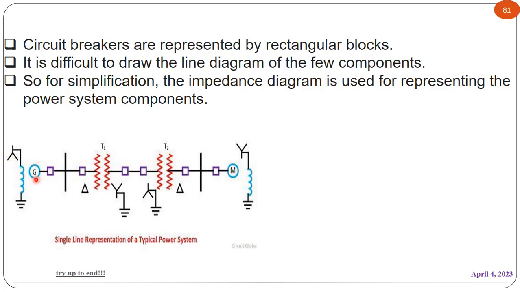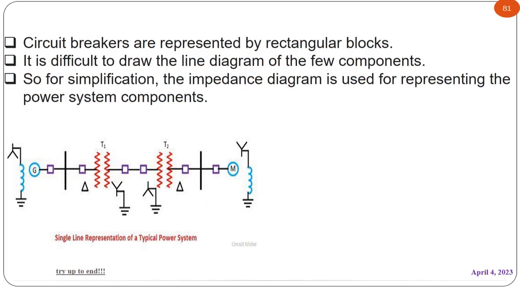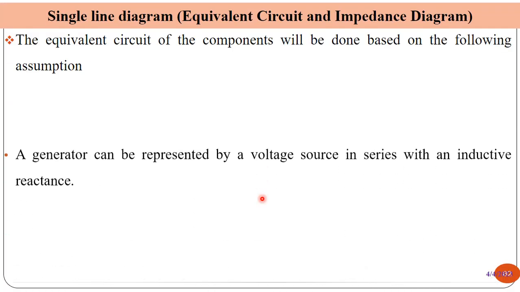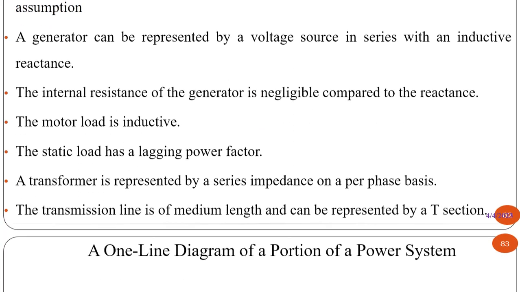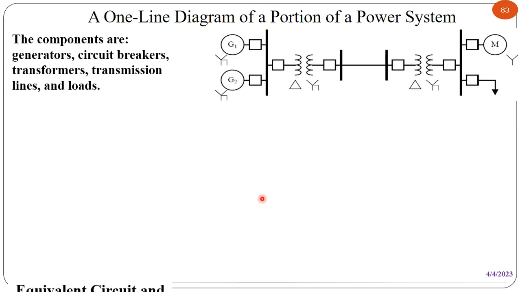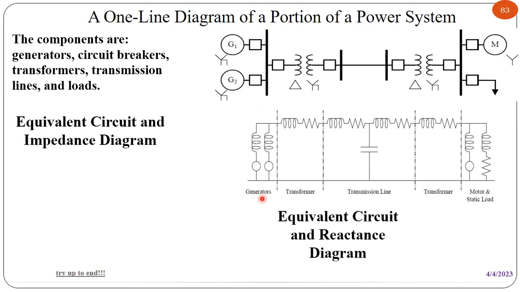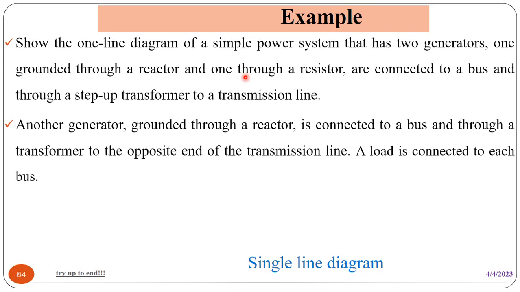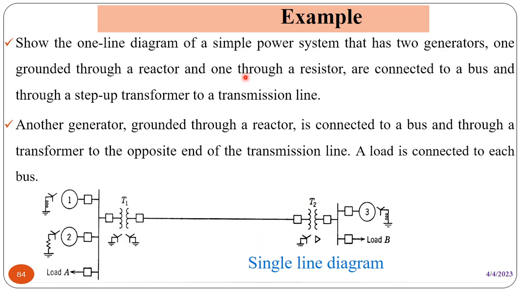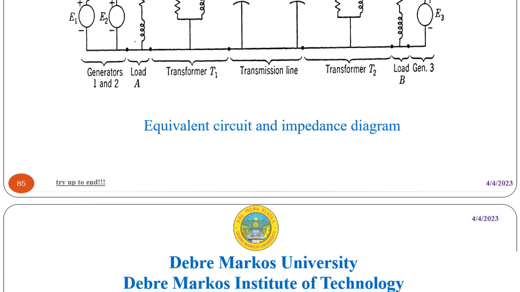Here is a generator, no circuit breaker. This is a bus bar. This is a transformer delta, delta star grounded, star grounded delta, and motor star grounded. Let's look at an equivalent single line diagram. You're looking for the one line diagram components. Look at this one and this one.